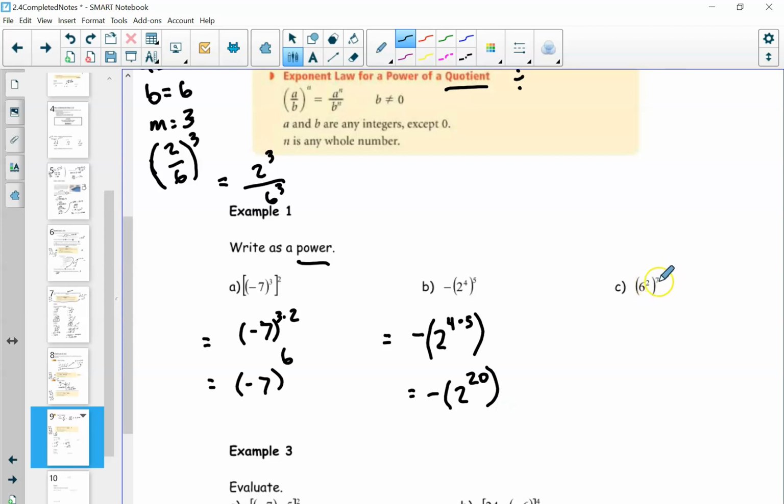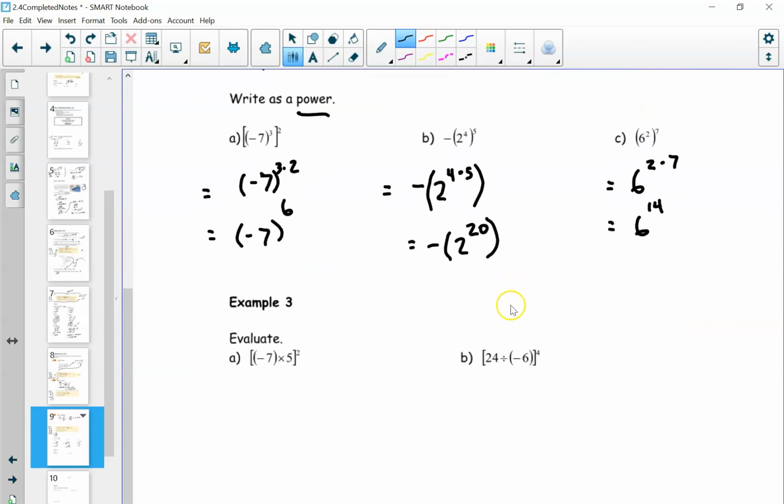And the last one, same thing, very similar. There's no negative signs. The 2 is touching the 6, so the power of 2 is touching the 6. The power of 7 is touching the bracket. Okay, so this one is just equal to 6 to the power of 2 times the power of 7. Okay, 6 to the power of 2 times 7 is 14. Okay, so there's not a whole lot of math in these. It's just multiplication as long as you can recognize how to work with the base.